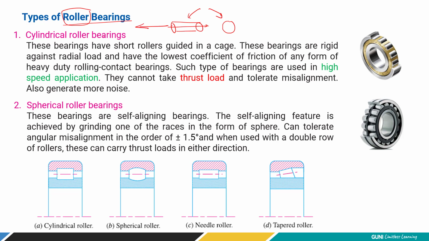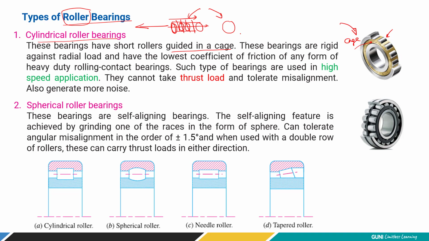Now first is cylindrical roller bearings. Just look at the figure. It's very simple in construction. Instead of using the steel ball, we are using the roller. Here the roller has a constant cross section, that is, the circular diameter is maintained throughout the length. These bearings have very short rollers guided in a cage. This is the construction. This yellow part is the cage, in which the spacing of the rollers is maintained.